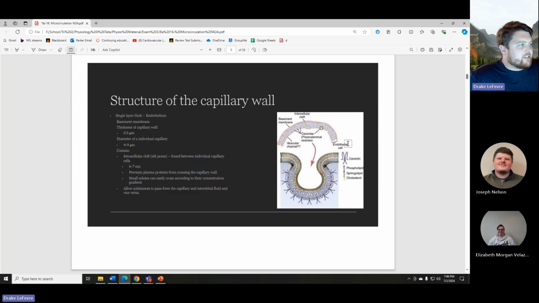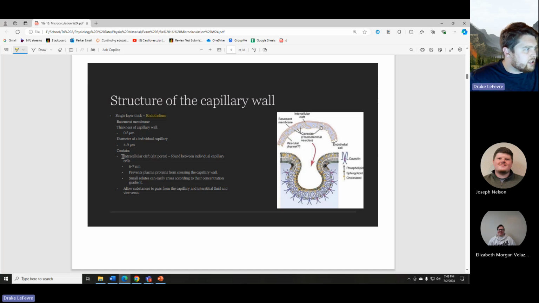This is just some anatomy, looking at the structure itself of the capillary. You'll want to know some of these words. You'll want to know the endothelium. The entire capillary is literally a single layer of cells all around. It's super thin.